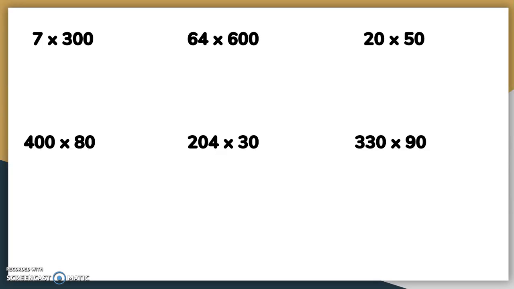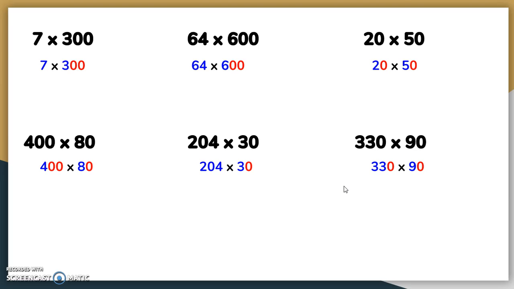So we have several different examples here, all different types of problems that you could see. 7 times 300, 64 times 600, 20 times 50, 400 times 80, 204 times 30, and 330 times 90. These all have at least one multiple of 10 in the problem because at least one of the numbers always ends in at least 1 zero. Okay? So again, the first thing I'm going to do is focus on the non-zero numbers. And I'm going to ignore the zeros for the time being.